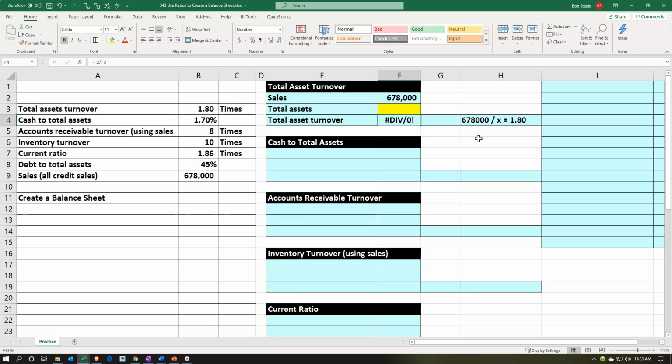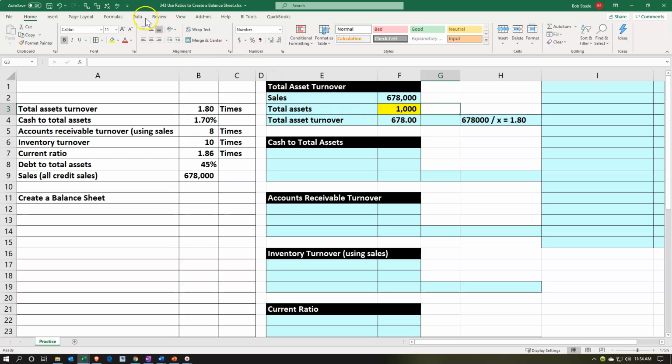And now notice the system is saying, hey, look, you can't divide by 0. We can't have that to use goal seek. So I'm just going to put any number here. I'm just going to say, well, what if it was 1,000? And then I'll change it to what it needs to be.